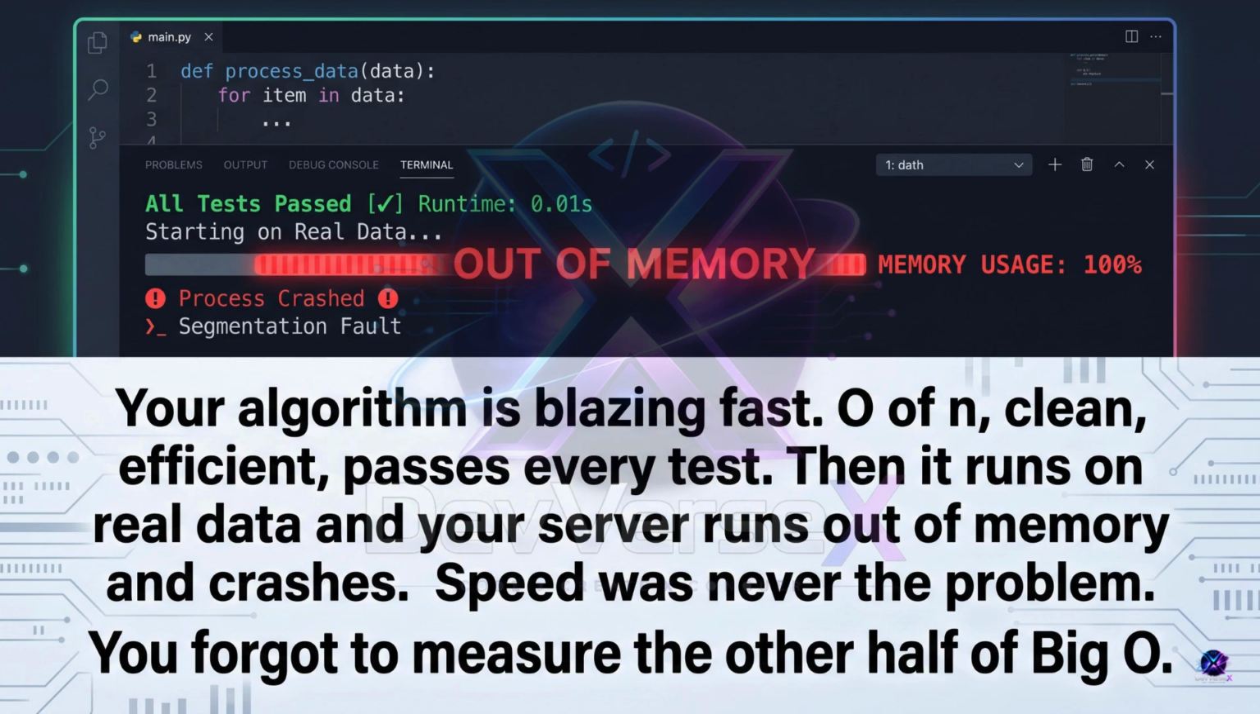Your algorithm is blazing fast. O of n, clean, efficient, passes every test. Then it runs on real data, and your server runs out of memory and crashes. Speed was never the problem. You forgot to measure the other half of big O.